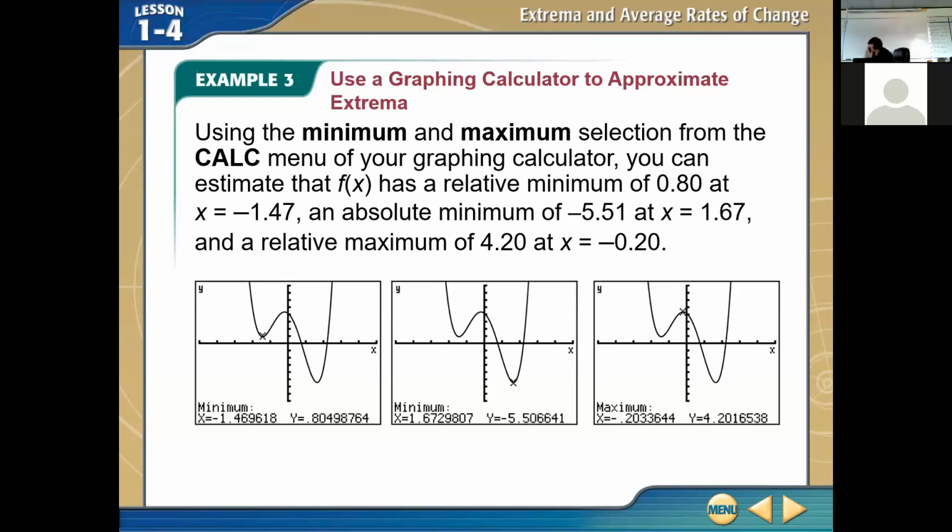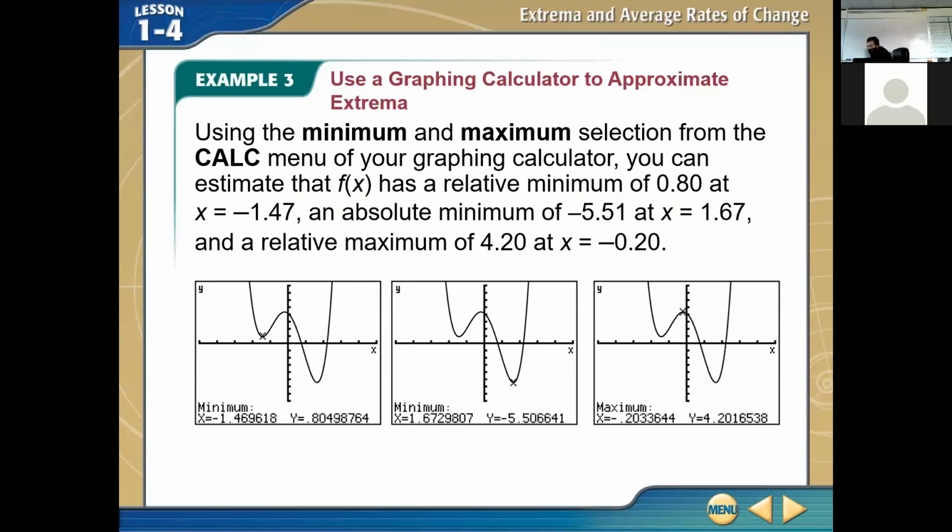Okay, so using the minimum and maximum selection from the calc menu of your graphing calculator, you can estimate that f of x has a relative minimum of 0.8 at the x value -1.47, an absolute minimum of 5.51 at x value 1.67, and a relative maximum of 4.20 at the x value -0.2. So once again, this is just using the calc menu.